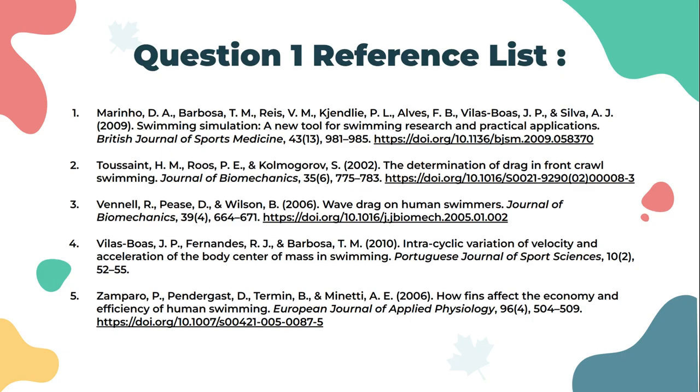Here are the peer-reviewed primary sources used throughout this presentation. These studies form the evidence base for understanding drag in swimming and the collapse in Ironman endurance athletes.